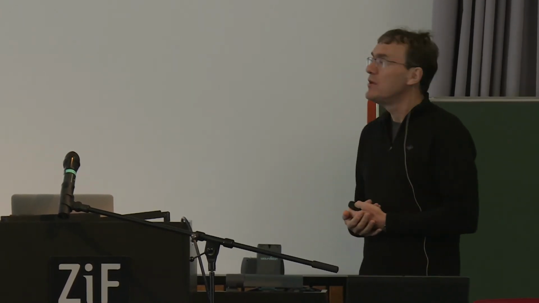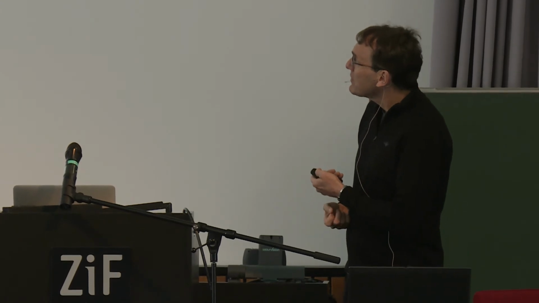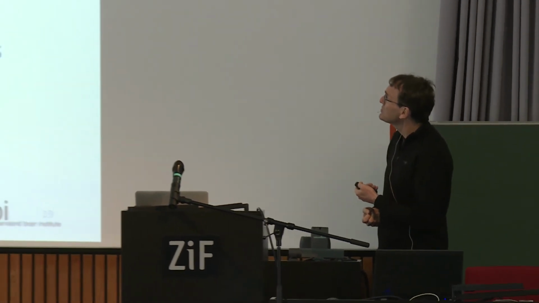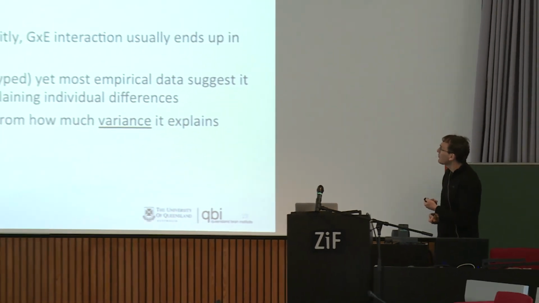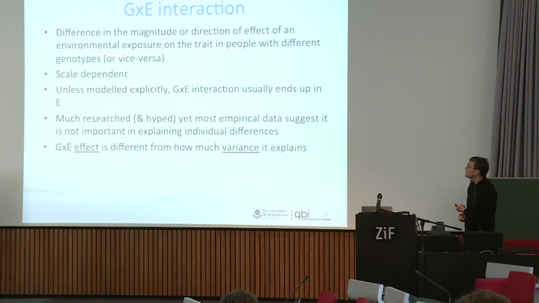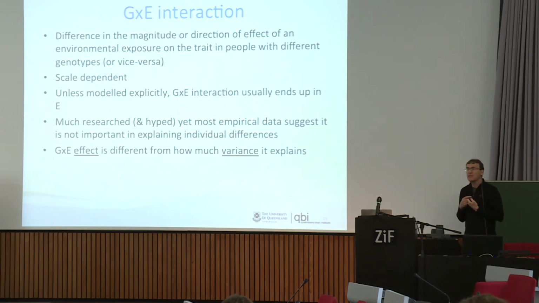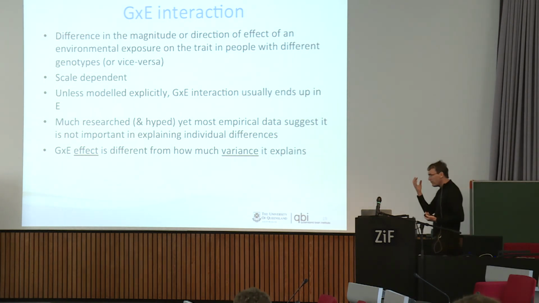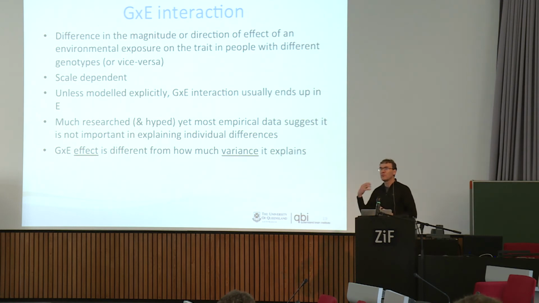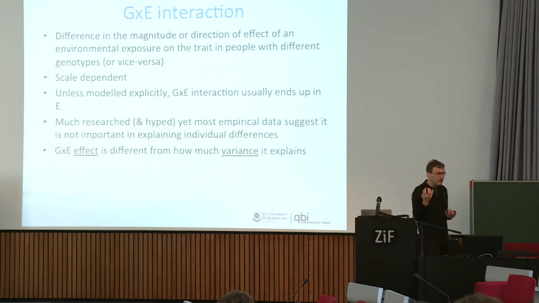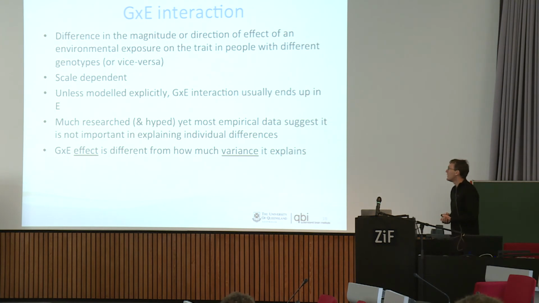An interaction between genes and the environment basically means there's a difference in the magnitude or direction of the effect of an environmental exposure on the trait in people with different genotypes, or you can also phrase that the other way around. And because there's an interaction, it immediately means it depends on the scale. If something is additive on one scale, so no interaction on one scale, and you transform that scale, for example, from additive to multiplicative, then you will find, per definition, an interaction.